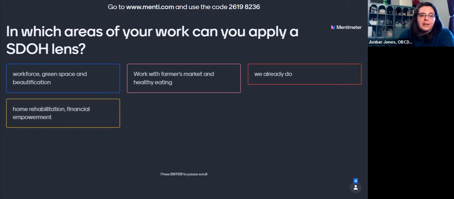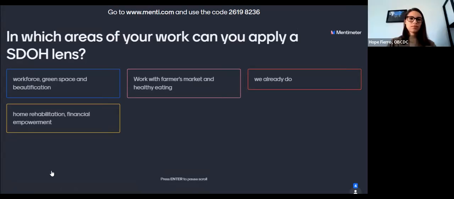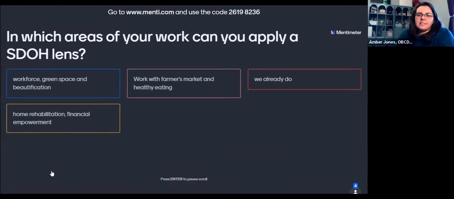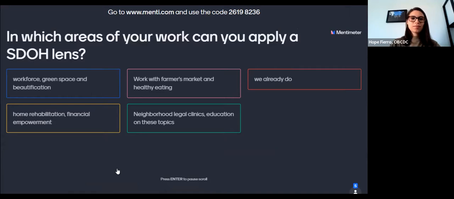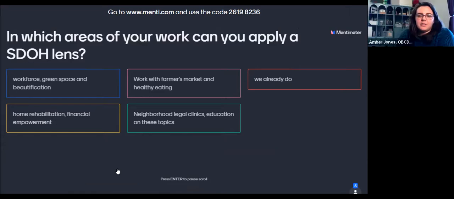Okay, I see some home rehabs, of course. Yes, I love that. Financial empowerment, of course. Some financial literacy and understanding how to understand your finances, what that looks like and what that means. What else are people doing? I'm interested to see, yeah. Oh, neighborhood legal clinics. And education on those topics. I love that. Yeah, education is a really important factor.